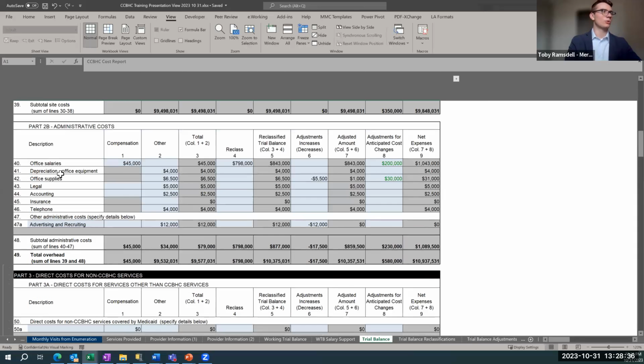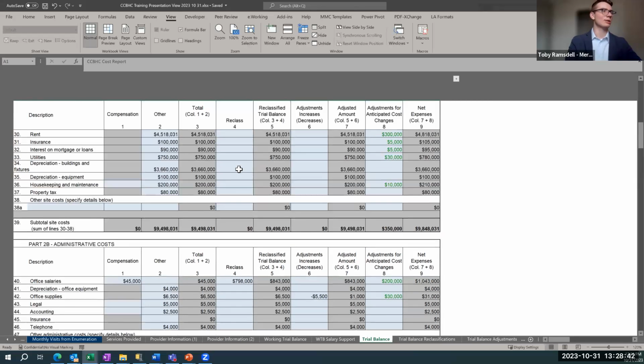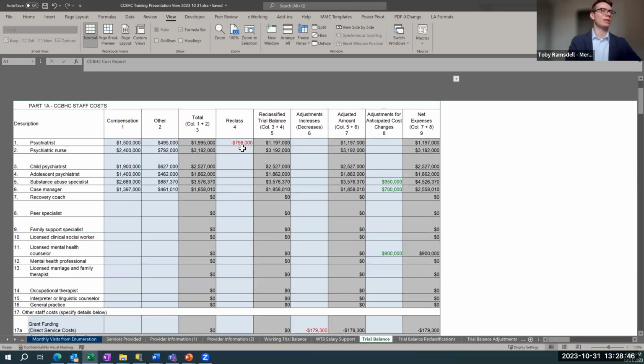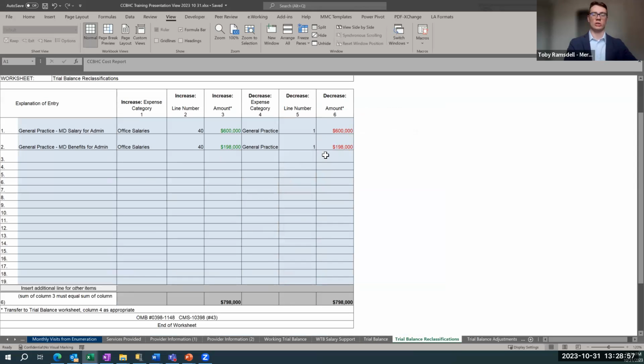And then I'll look through the reclassifications. I see a positive $798,000 in line 40, so that is correct. I do not see any other reclassifications except for the negative reclassification from line 1. So in this case, I recorded all of the reclassifications from the trial balance in the trial balance reclassification supporting schedule.